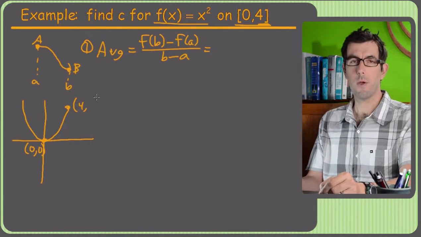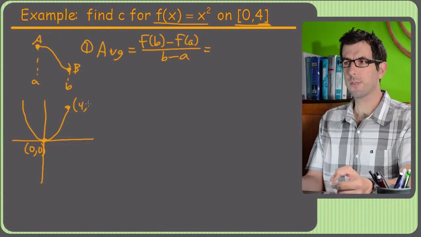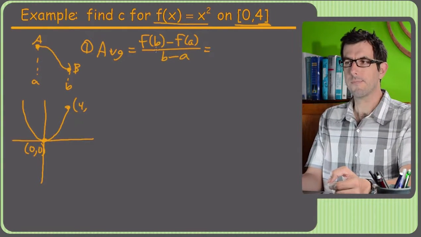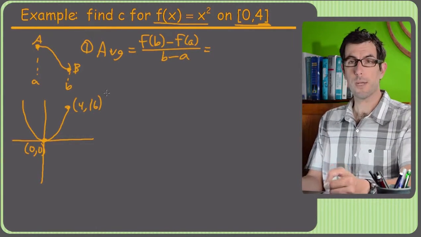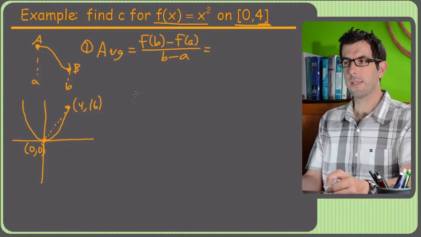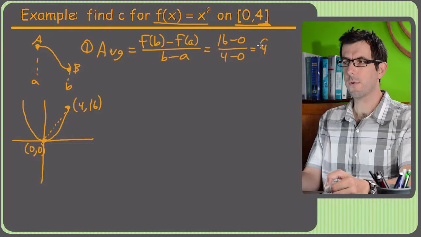X equals 4, and then what is the y value? Well, it's just 4 squared, because we plug in 4. f of 4 is just going to be 4 squared, which is 16. All right, so we got our 2 points. That means our average slope is this dotted line, and its slope is just going to be 16 minus 0 over 4 minus 0, which is 4.